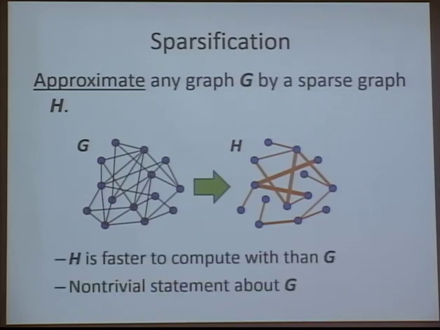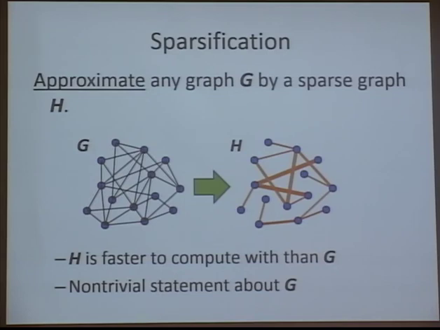And there are a couple of reasons for wanting to do this. The main practical reason is that it's like a form of compression. H takes much less storage, and it's much faster to run computations on. And then there's also a mathematical reason: if you can show that you can do this for all graphs, or even for, say, the complete graph, it's an interesting statement. Like if you do this for the complete graph, you can get an expander graph.